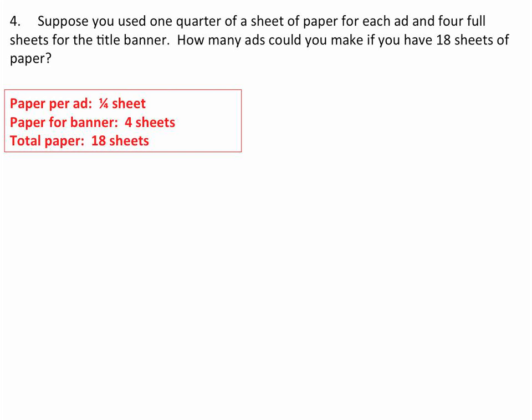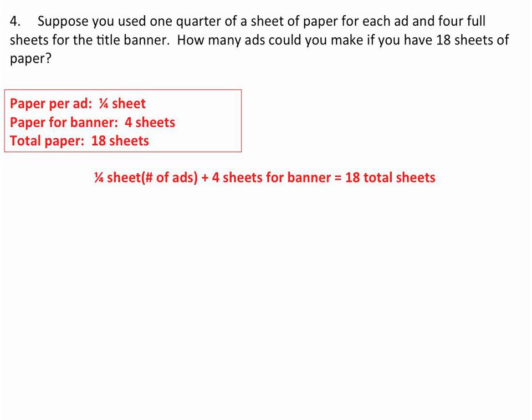Okay, here's a slight adjustment to that problem. Suppose we use a quarter of a sheet of paper for each ad and 4 full sheets for the title banner. How many ads can we make if we have 18 sheets? All right, so the paper per ad would be a quarter of a sheet. I need 4 sheets for the banner, and I have the total paper of 18 sheets.